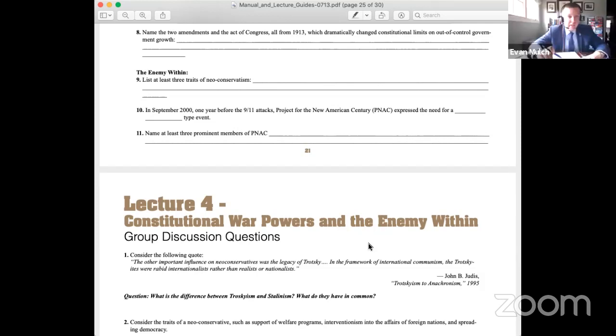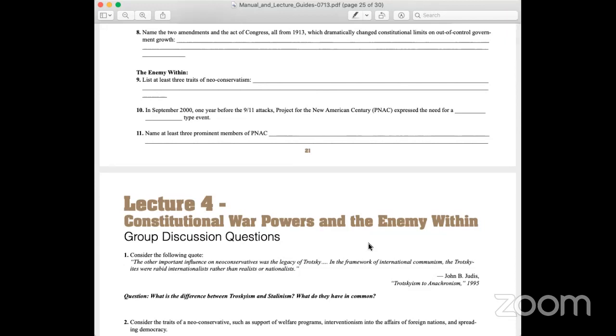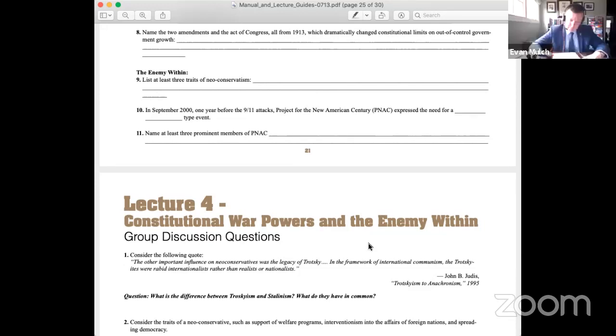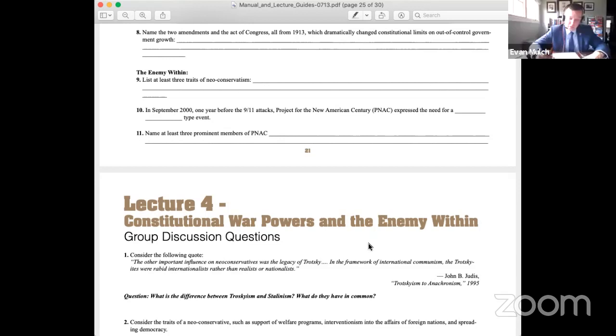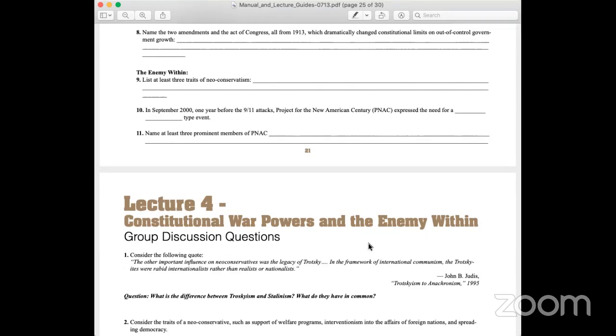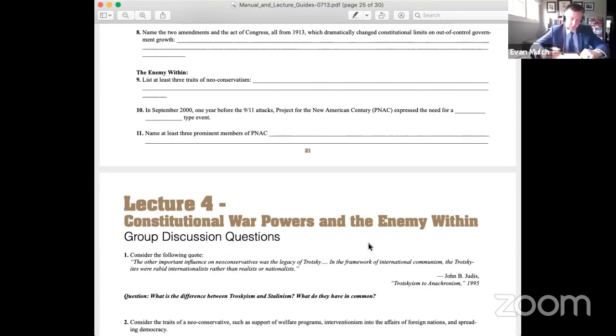Number 9, list at least 3 traits of neoconservatism. Big government. War. George Bush. They support welfare programs, they spread democracies, and they're followers of Trotsky. Oh, that's right. There's 3 of them, but there's more, but those are 3 main ones.